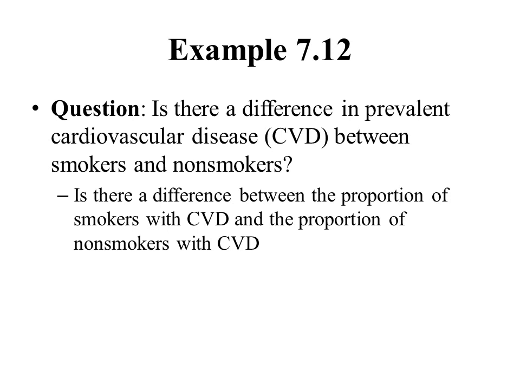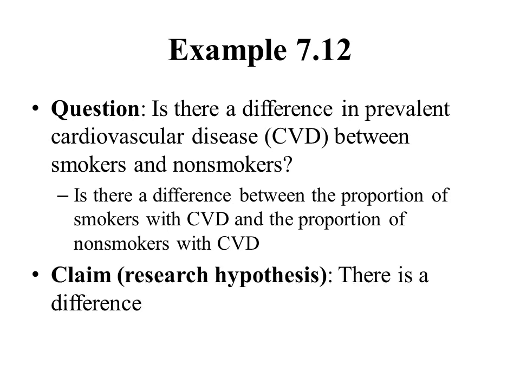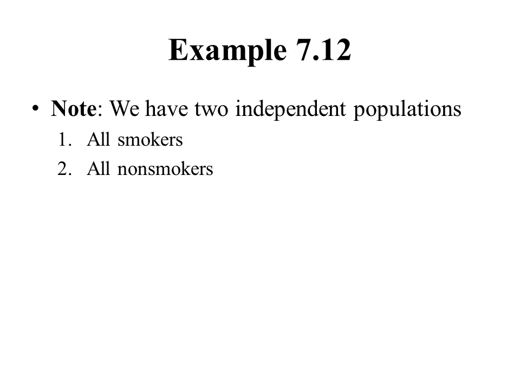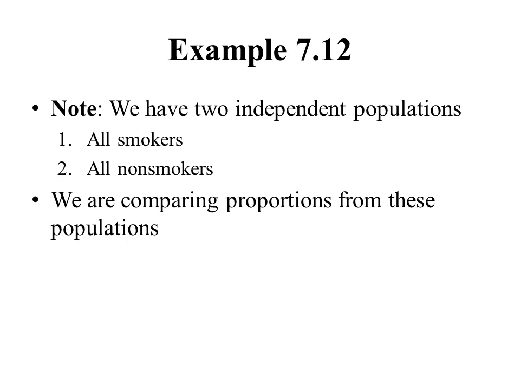Now, it might seem obvious that the answer is yes, and so that's going to be our claim or research hypothesis, that there is a difference. And so let's make some observations here. First of all, we have two independent populations. We have all smokers and all non-smokers. And we are comparing proportions from these two populations. We want to compare the proportion of smokers with cardiovascular disease to the proportion of non-smokers with cardiovascular disease. And we're claiming that these two population proportions are not equal.